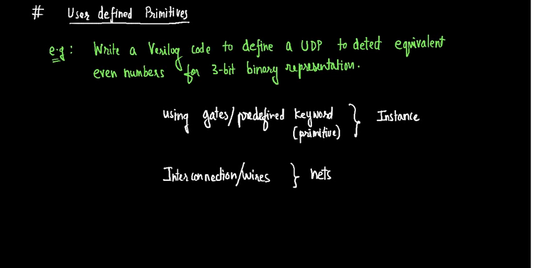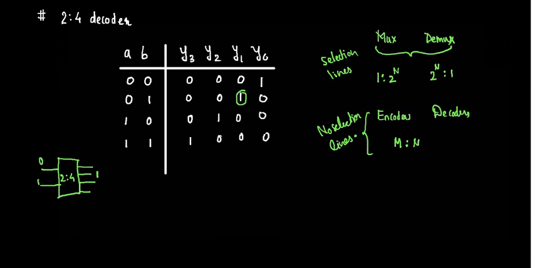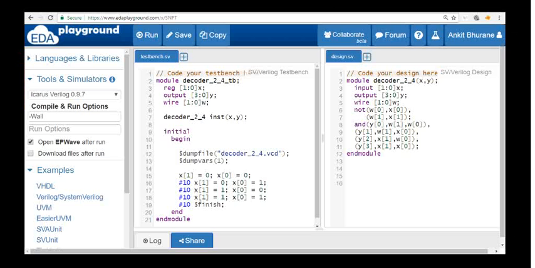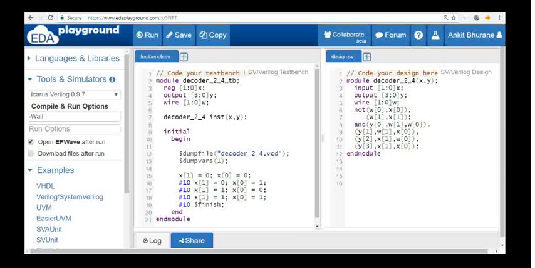We have seen how to define a user defined primitive. The primitives are nothing but the user defined functions in Verilog, isn't it? And we have also seen examples: the event detector, odd detector, and the decoder, the 2:4 decoder. At the end of the class, we also introduced the concept of vectorization. How can we define any input or output variable as a vector? That is what we have seen.